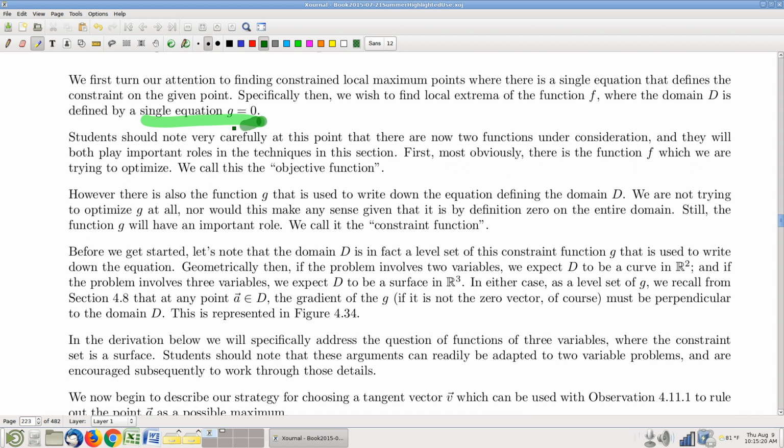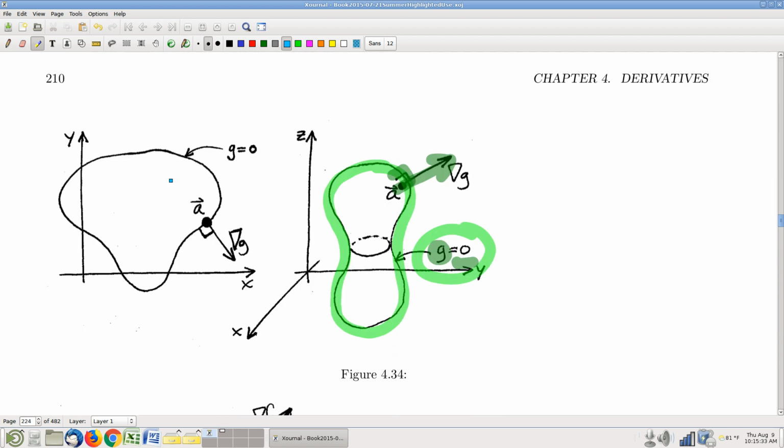Sorry, I'm still getting used to this little pen. Our objective function is the function that we're trying to optimize. So I want to make f as big as possible on this surface, some function f. There is this function f that I don't have in any way represented on this picture. F is some real valued function that I'm trying to make as big as possible, that's defined on this surface. But there's this other function, g, that I use to define the surface itself.